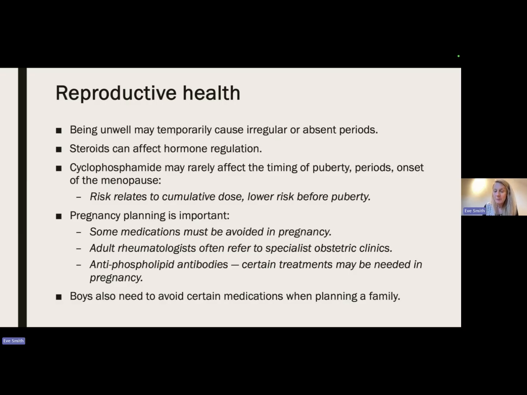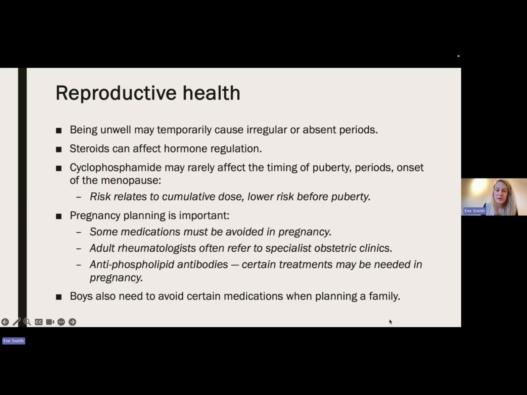I think the main message that adult rheumatologists will always give is that it's much better to plan a pregnancy when you're on certain medications, or if you've got a paediatric rheumatic disease that can impact on reproductive health. So keeping that dialogue open. There are a type of antibodies that are seen in certain conditions, particularly things like lupus, that can impact on pregnancy as well, and you might need certain treatments to try and help in pregnancy. So that's really important to be aware of and to discuss with doctors.